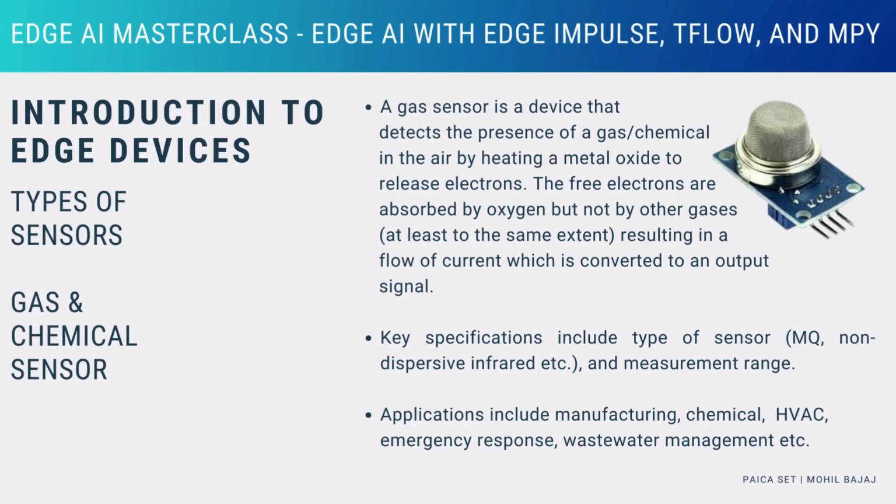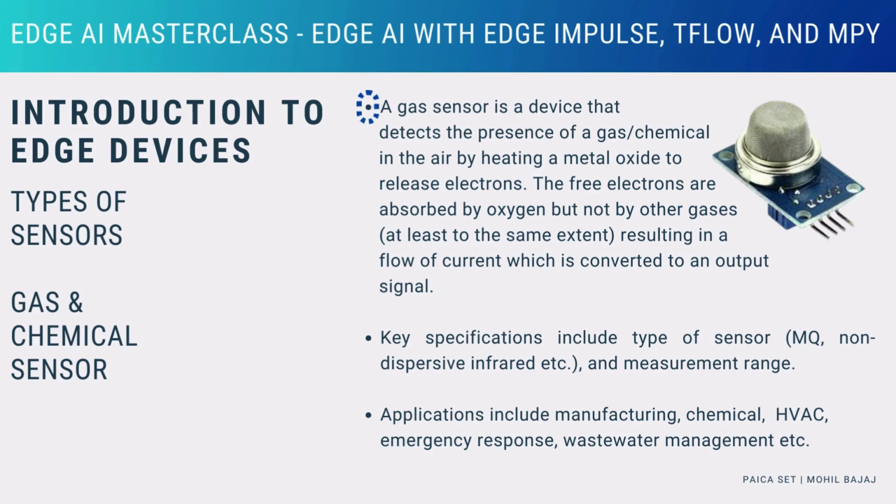Welcome to another video in the Edge AI Masterclass, where we are exploring the different types of sensors. In this video, we will look at an often overlooked but super interesting device, namely the gas sensor. So let's get started. A gas sensor is a device that detects the presence of gases in an enclosed space or area, often as part of a safety system.